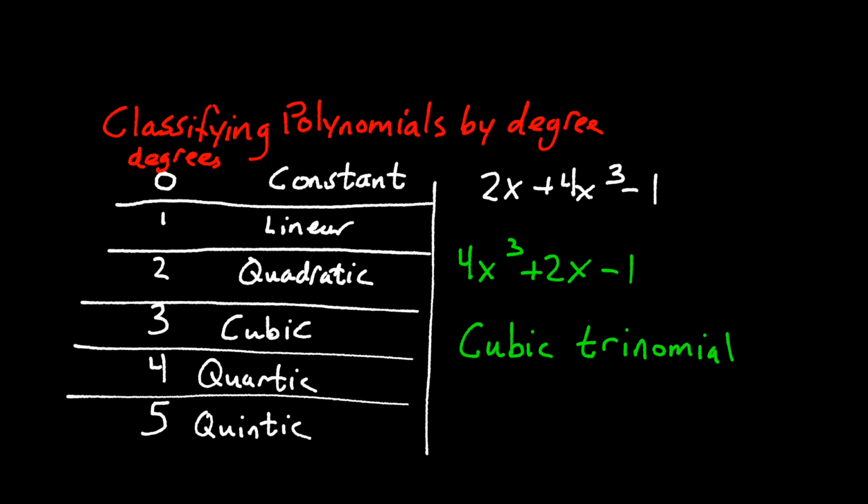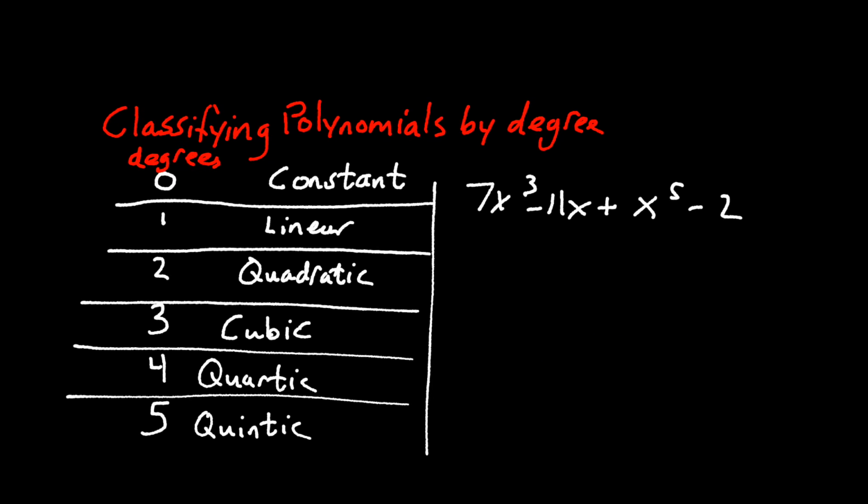Let's try one more, and that'll be it for part 1. This time our polynomial has 4 terms in it. We've got 7x cubed minus 11x plus x to the 5th minus 2. Just like last time, we need to put it into standard form first. So I'm going to have to move this x to the 5th all the way to the front because it has the highest power. So we'll write it as x to the 5th plus 7x cubed minus 11x minus 2.